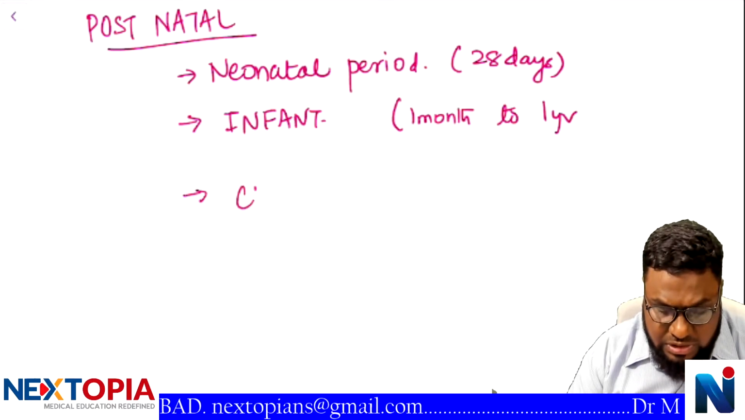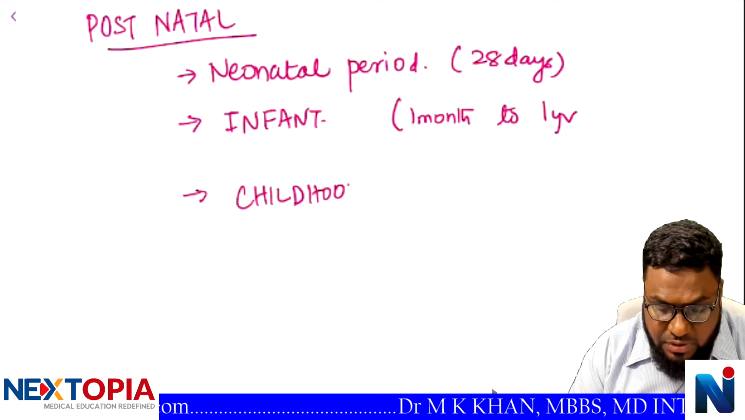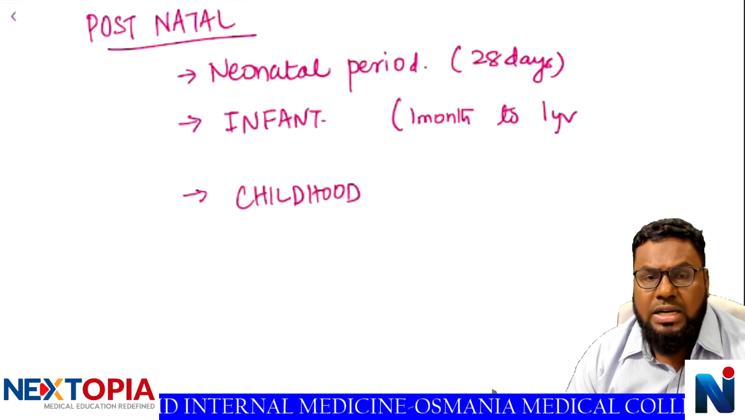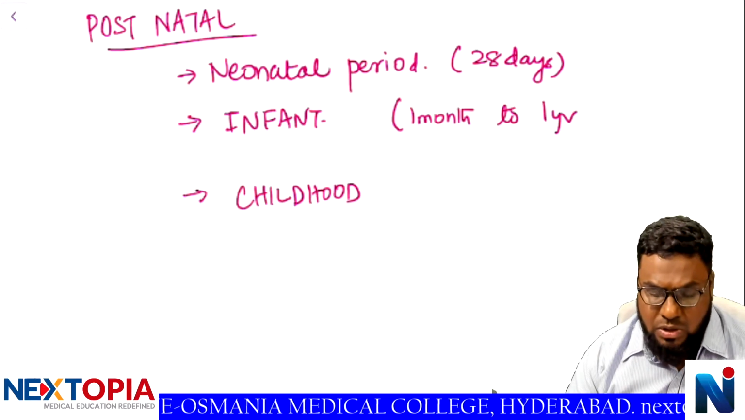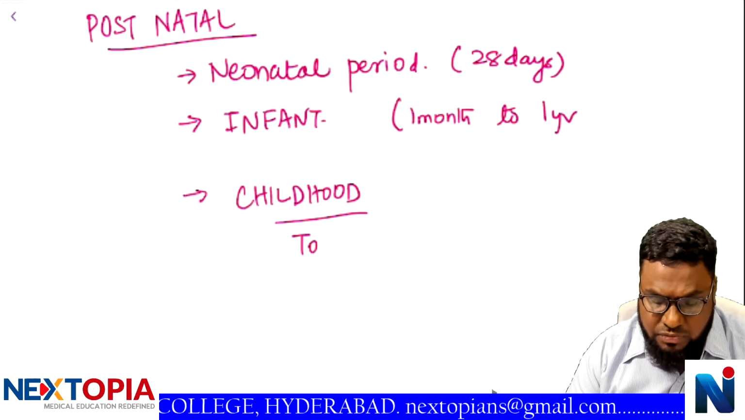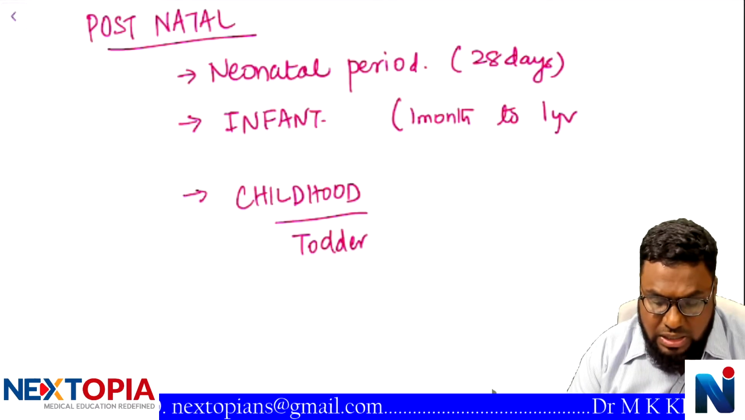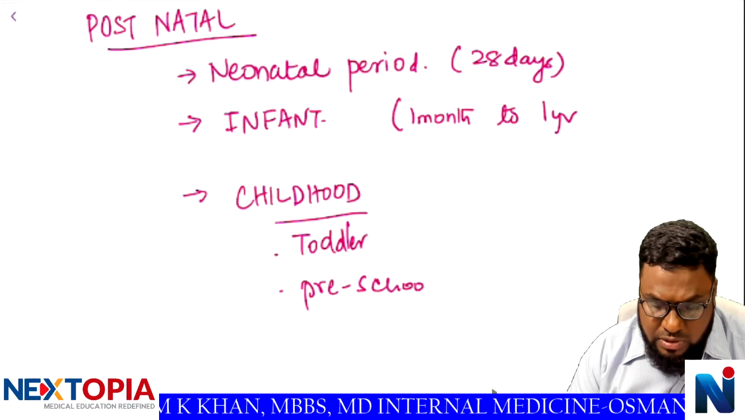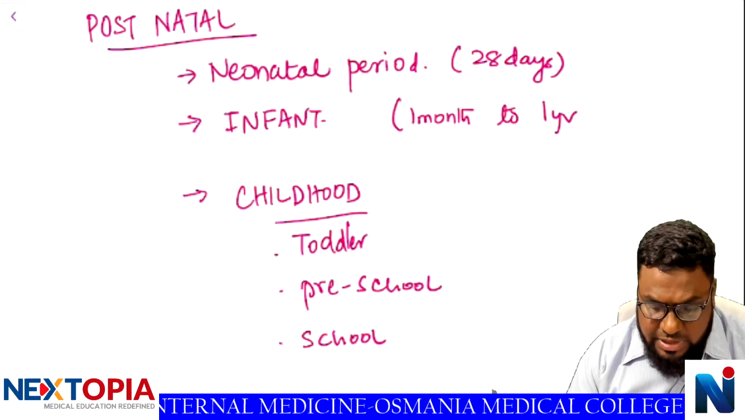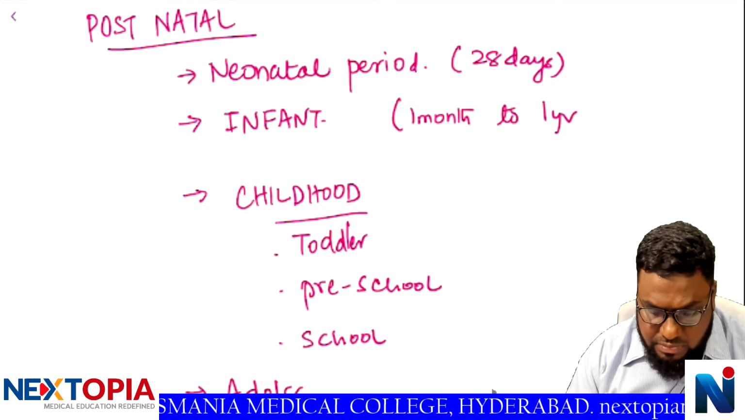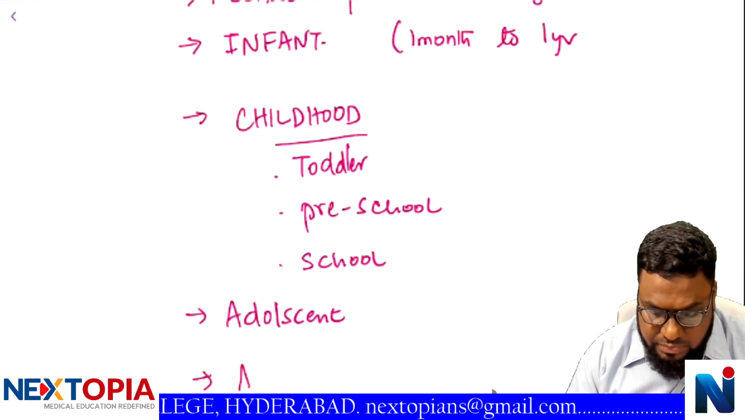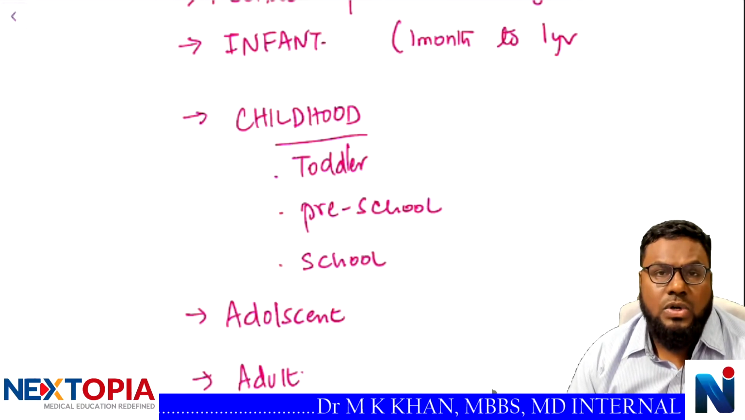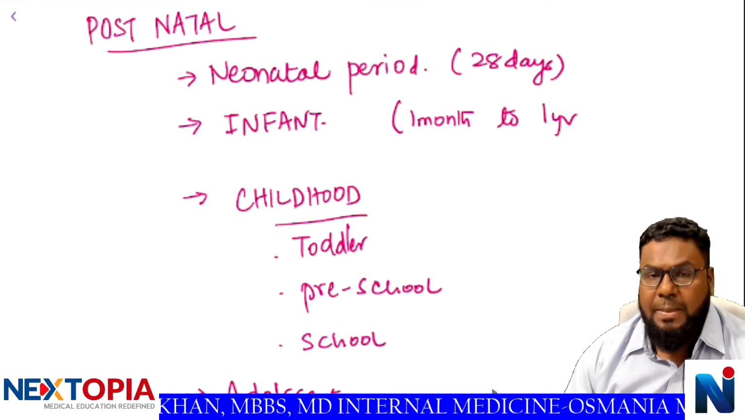After that, childhood starts. Childhood is again divided into early childhood, where the infant becomes a toddler, then the preschool age group, then the school-going age group, then the adolescent, then the adult. Adult again has young adult, old adult, like that. So this is the life cycle of a human being.